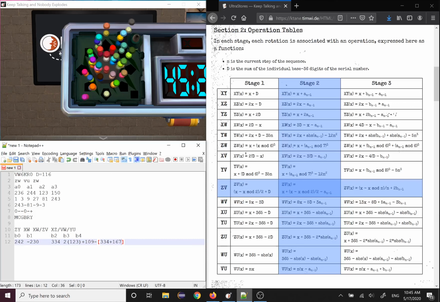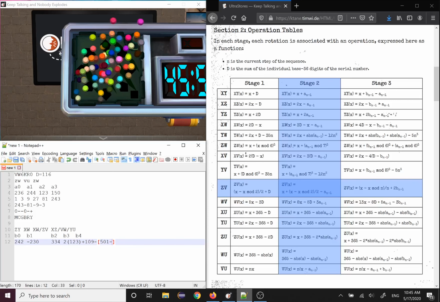And then minus a(n-1), which is going to be, because we're working with b3 right now, a(n-1) is a2 again, so 123. And if we have this, then 334 plus 167 is equal to 501. And then minus 123 is going to be 500 minus 122, which is going to be 378.